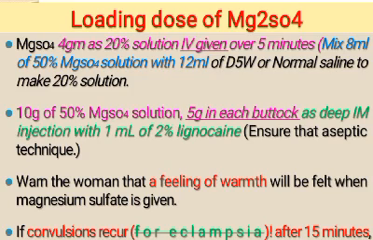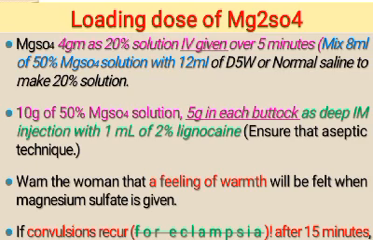Loading dose of magnesium sulfate: 4 gram as 20% solution, IV given over 5 minutes. Mix 8 ml of 50% magnesium sulfate solution with 12 ml of D5W or normal saline to make 20% solution. Then 10 gram of 50% magnesium sulfate solution, 5 gram in each buttock, as deep IM injection with 1 ml of 2% lignocaine.